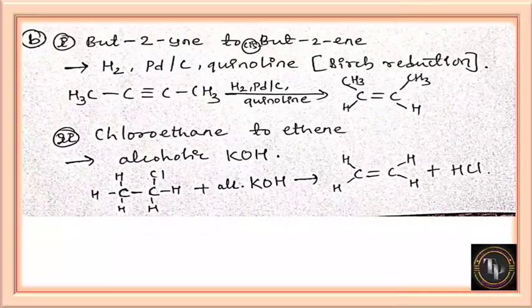Chloroethane to ethene: alcoholic KOH. When you treat with alcoholic KOH, chloroethane is converted into ethene. They are only asking for the reagent. I have written the reaction also. I hope you understood.